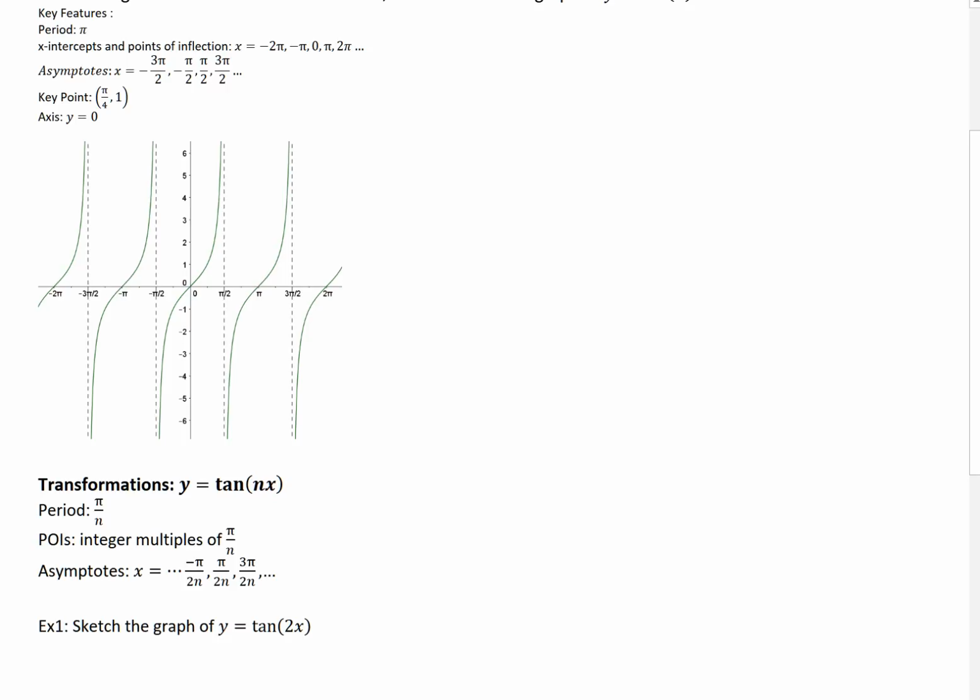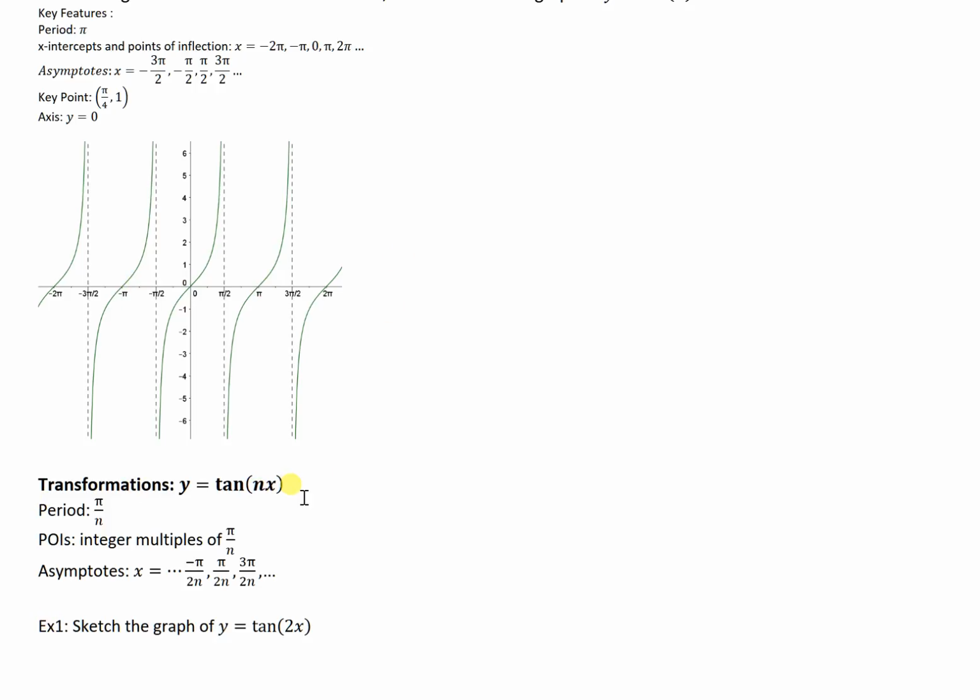Alright, so we've had our basic graph of y equals tan of x sitting right here for us. It had a period of pi, intercepts and points of inflection at multiples of pi, asymptotes at integer multiples of pi on 2, and a key point of pi on 4 and 1, and finally it was centered about the x-axis, or y equals 0.